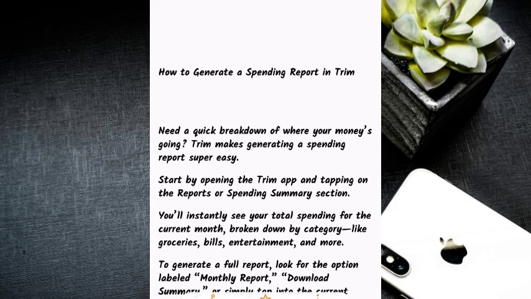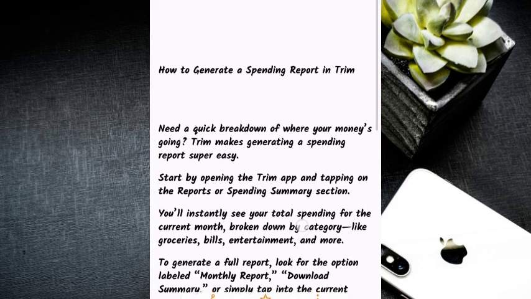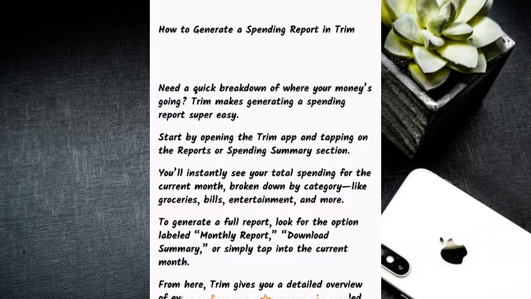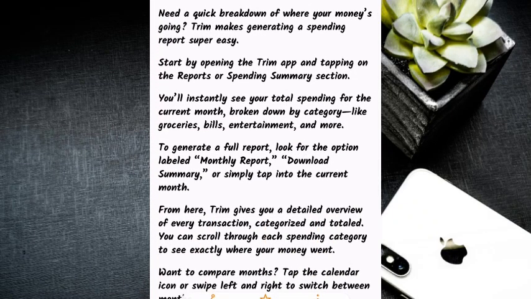To generate a full report, all you've got to do is look for the option labeled monthly reports and then download summaries or simply tap into the current month. From here, Trim gives you a detailed overview of every transaction, categorized and totaled. You can scroll through each spending category to see exactly where your money went.